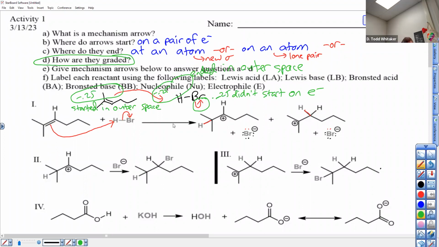Ladies and gentlemen, if you don't do this, for example, if you just do this, I see it a lot. I'm just going to put C+ here. You're going to lose a quarter point. Minus 0.25, did not start at a pair of electrons.